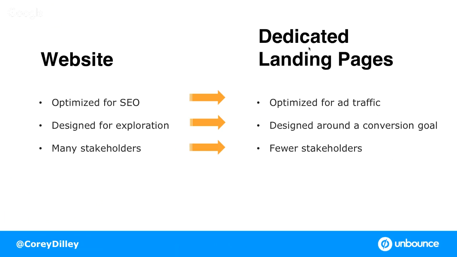Because a website plays a very important role in a business, but it's a fundamentally different role than your PPC landing pages. So to break it down, websites are optimized for organic traffic, while landing pages are optimized for ad traffic. Websites aim to provide easy explorations so someone can find whatever it is that they're looking for, but landing pages are designed around a single conversion goal. A company's website is generally a hot mess of stakeholders because the stakes are so high, whereas the stakes are much lower for campaign-specific landing pages, so you don't need buy-in from like everyone and their boss just to make a change.